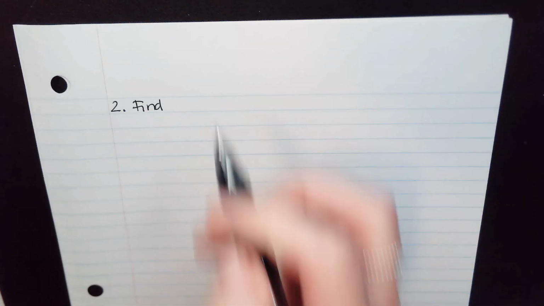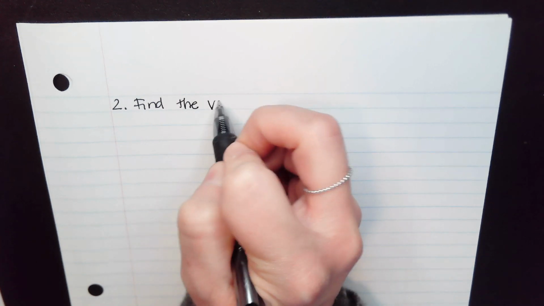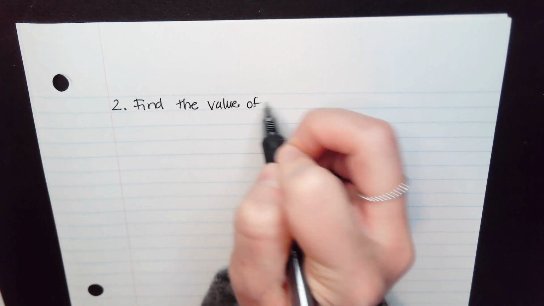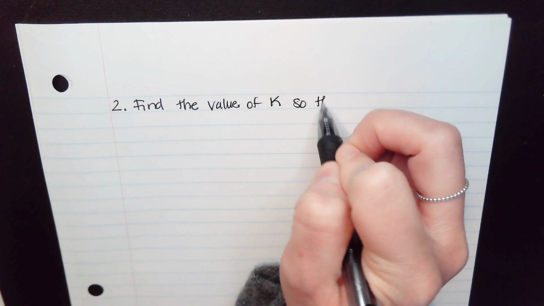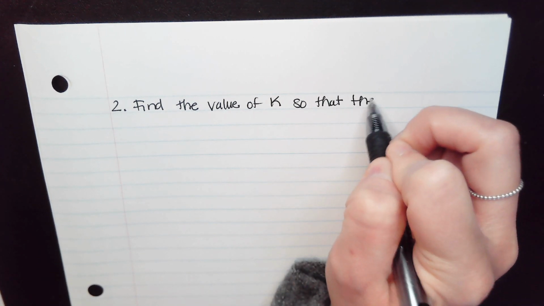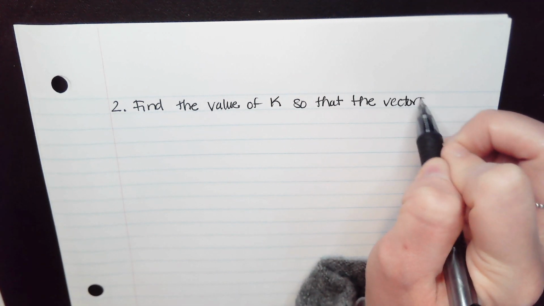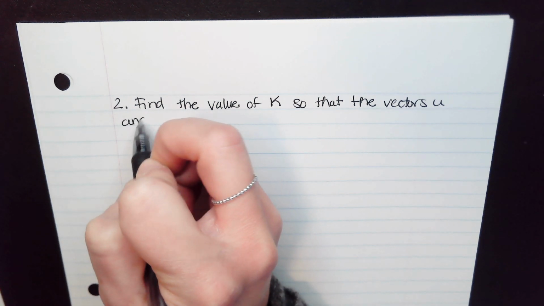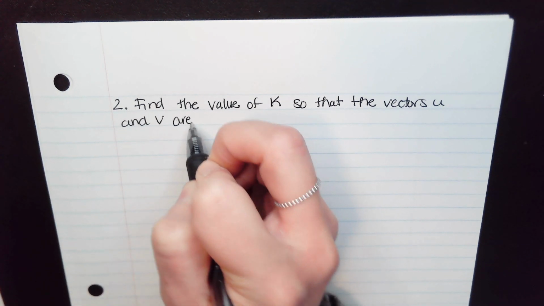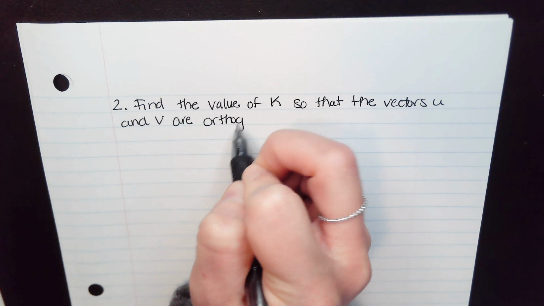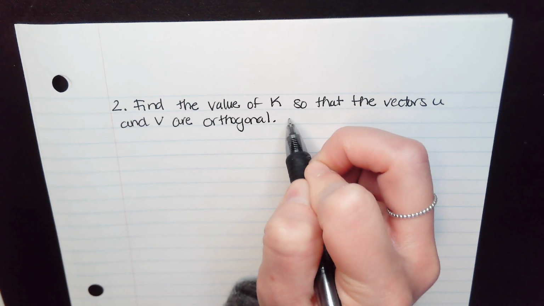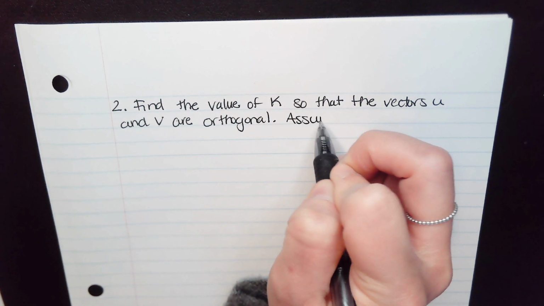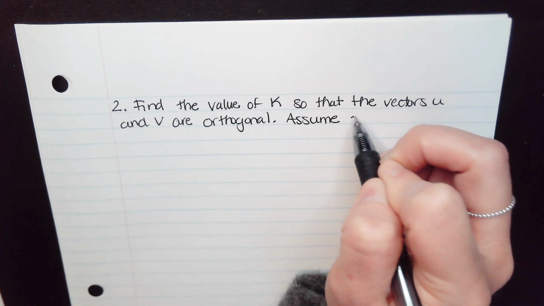Let's find the value of k so that the vectors u and v are orthogonal. So again, I want you to train your brain to be thinking orthogonal, dot product equals 0.